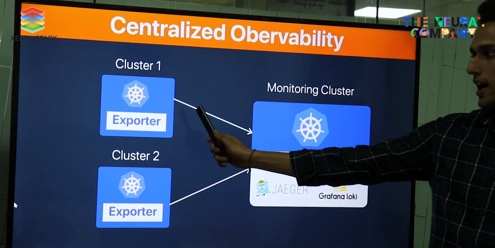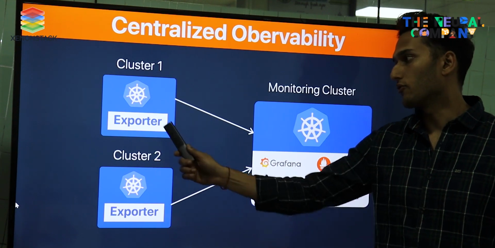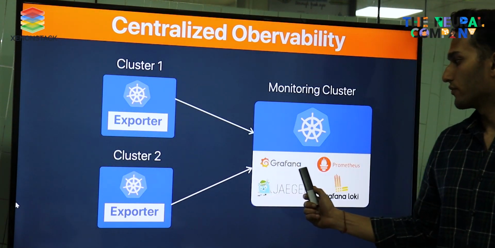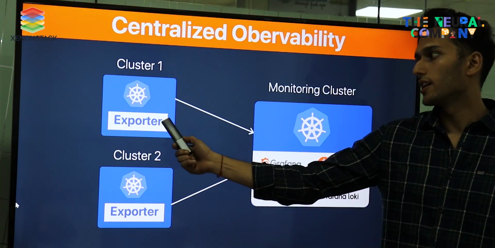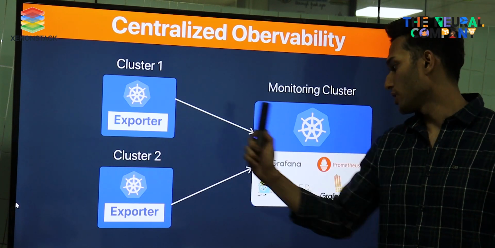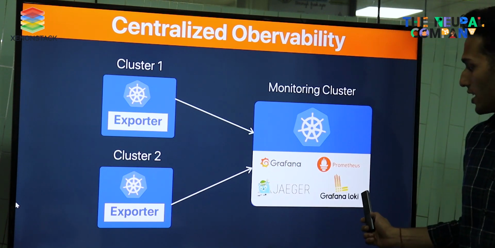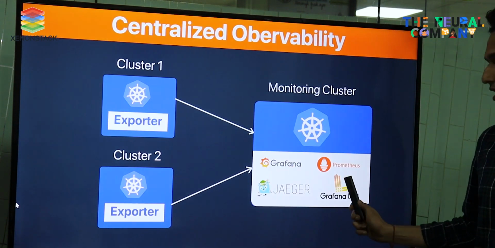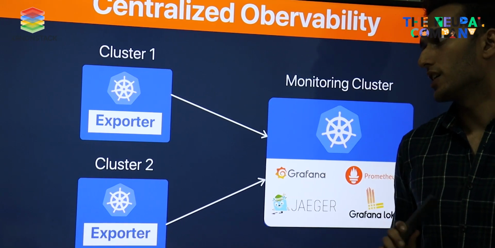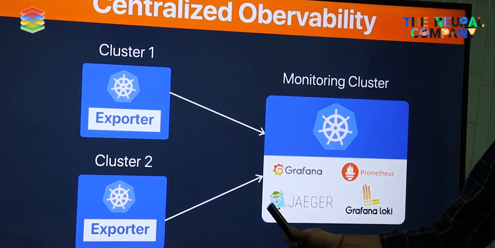While deploying our exporters or agents, we have to make sure that we are giving the endpoints of these instances. While deploying the exporters, we are giving the endpoint of the Prometheus instance. While deploying Promtail, we are giving the endpoint of the Grafana Loki instance. And while instrumenting the application, we are giving the endpoint of the Jaeger instance.